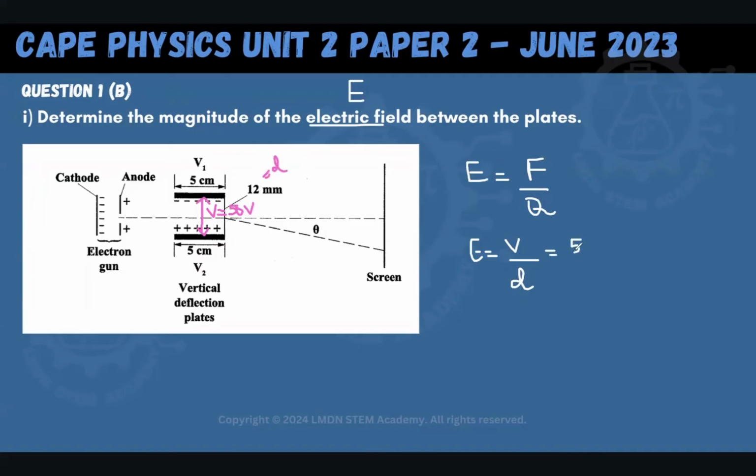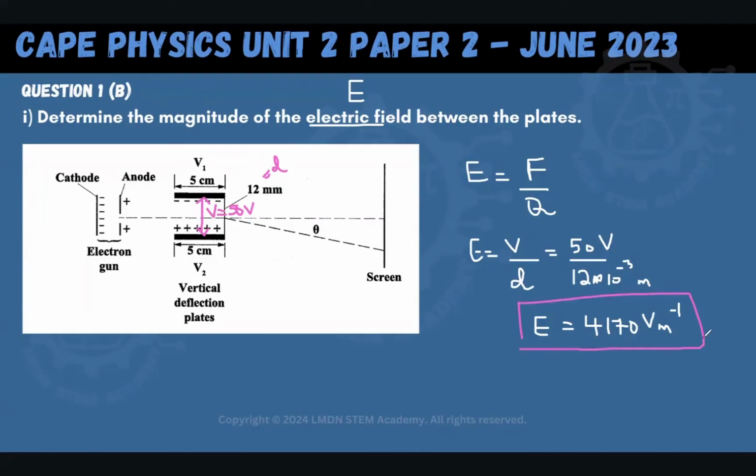So that will be 50 volts divided by 12 times 10 to the minus 3 meters. When we plug that in and work it through, we're going to come out with a value of 4,170 volts per meter. So that is our electric field strength, the magnitude. I just want the magnitude of it, so let me box this. That's our answer there for B part 1.